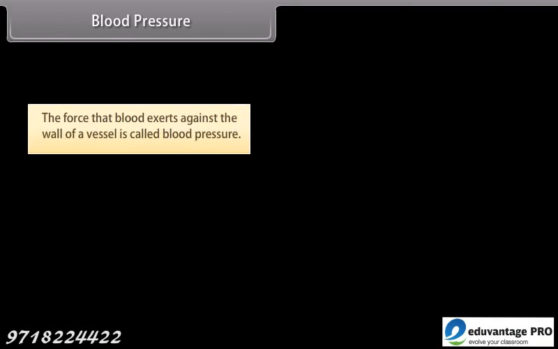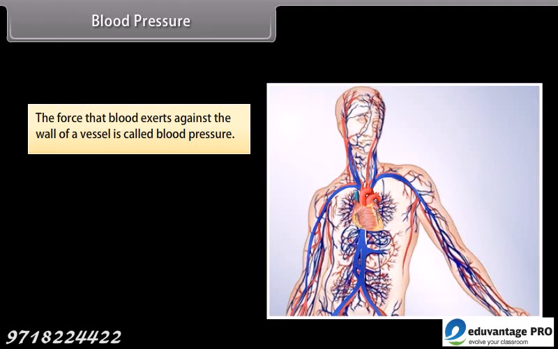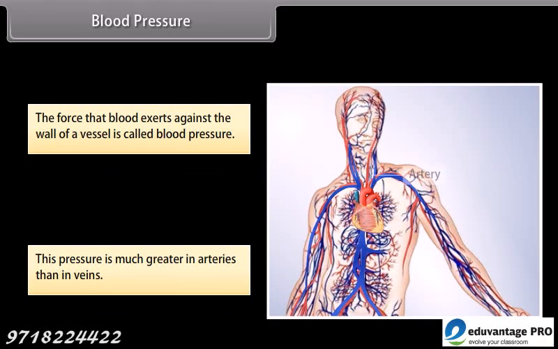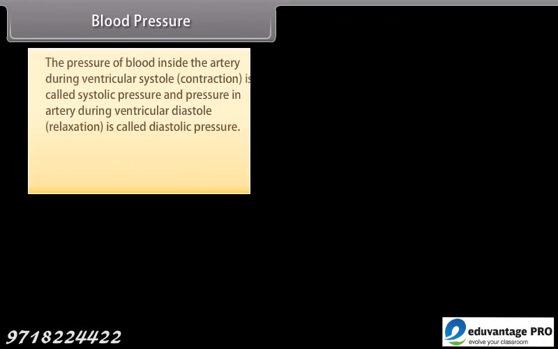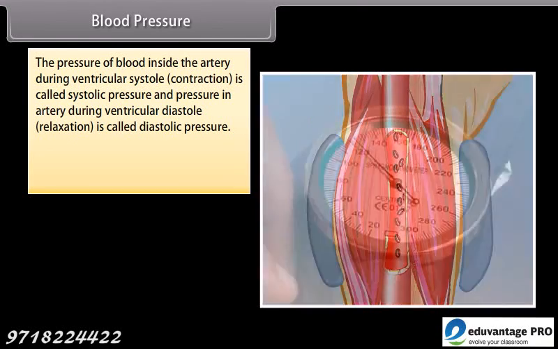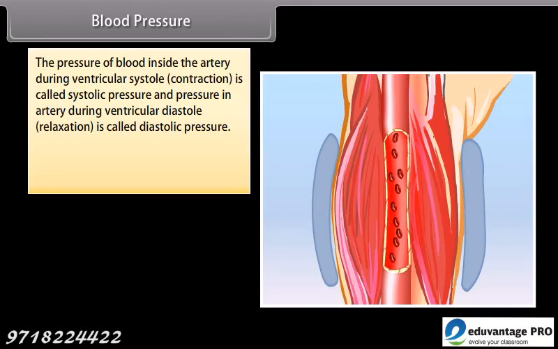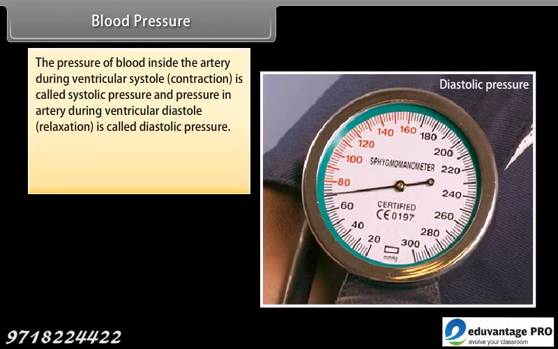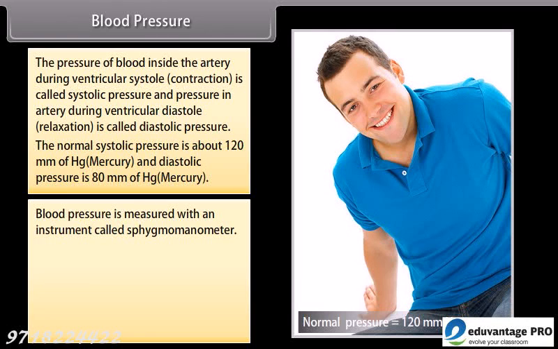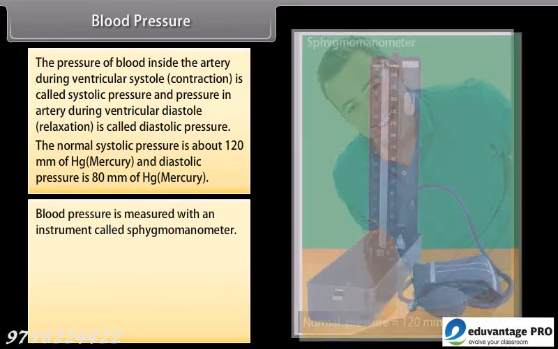Blood pressure. The force that blood exerts against the wall of a vessel is called blood pressure. This pressure is much greater in arteries than in veins. The pressure of blood inside the artery during ventricular systole (contraction) is called systolic pressure, and pressure in the artery during ventricular diastole (relaxation) is called diastolic pressure. The normal systolic pressure is about 120 mm of mercury and diastolic pressure is up to 80 mm of mercury. Blood pressure is measured with an instrument called sphygmomanometer.